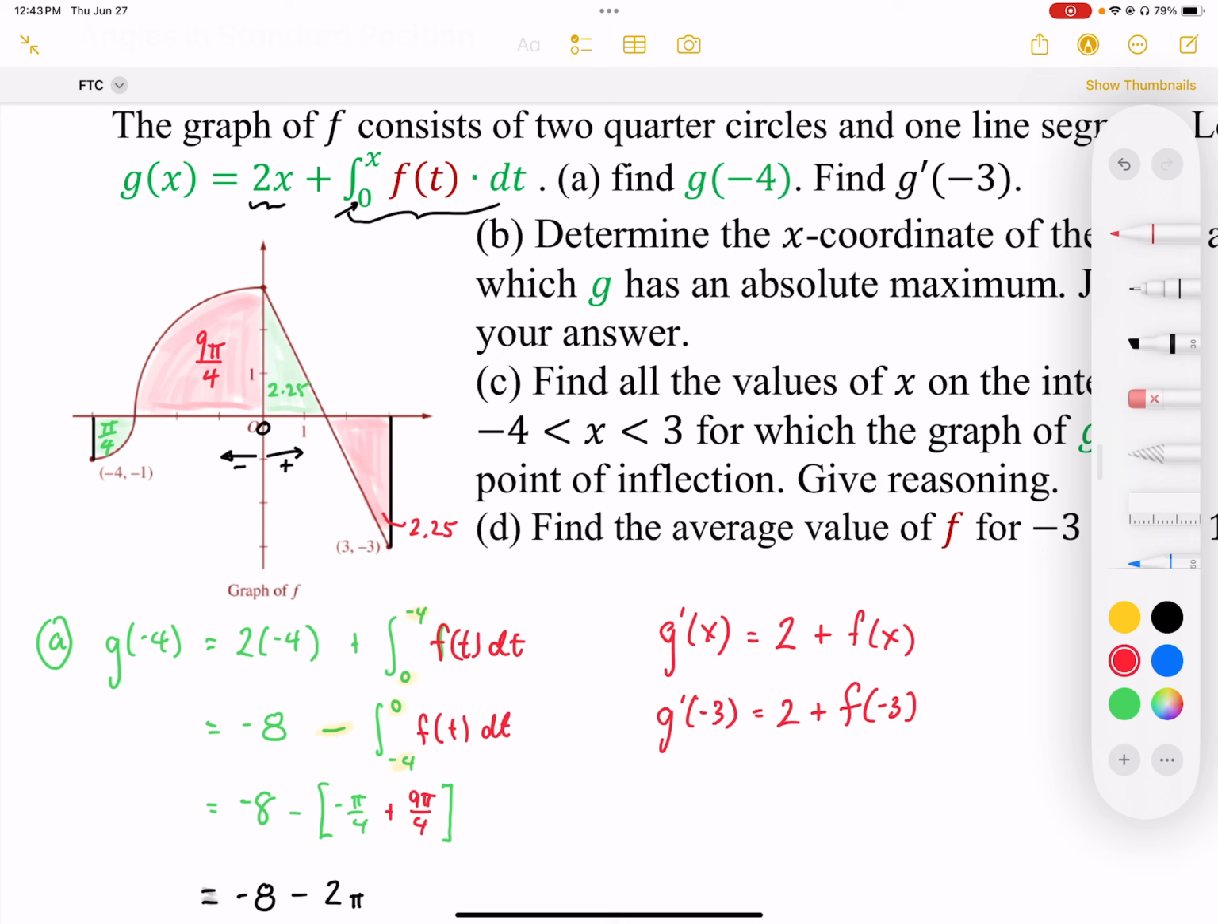The f value at -3, when I take a look at it, looks like it's going to be 0. Okay, so that's going to be equal to 0. So it's going to be 2 plus 0, which is 2. So I have a slope of 2 at that point where the f graph crosses the x-axis. The g graph is going to have a slope of 2.